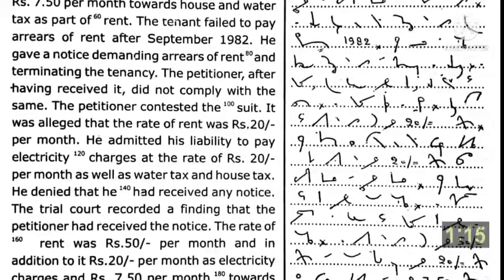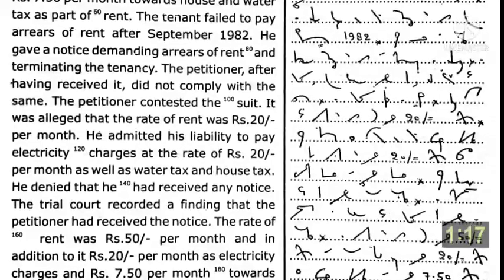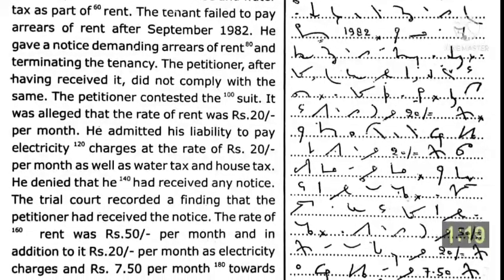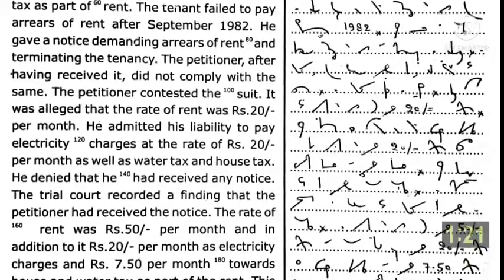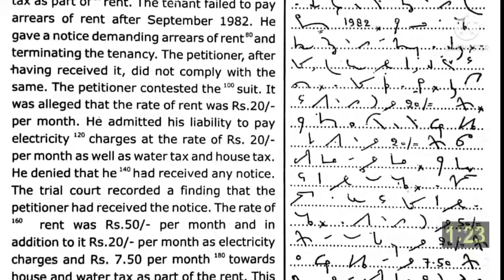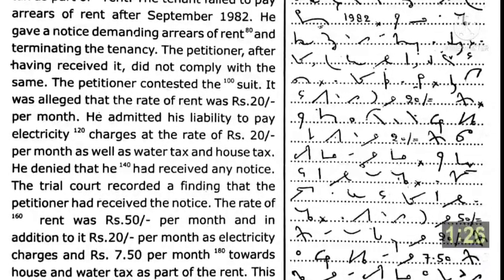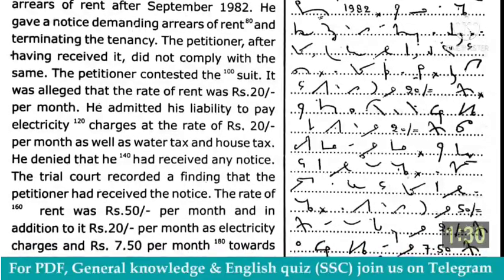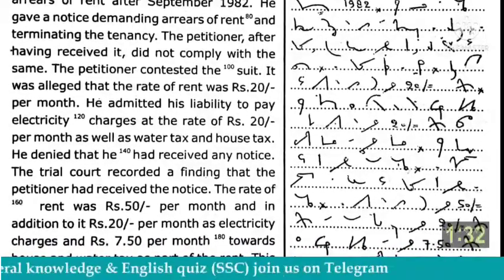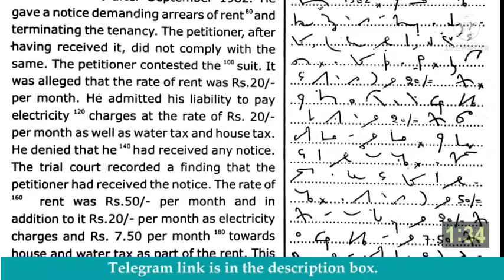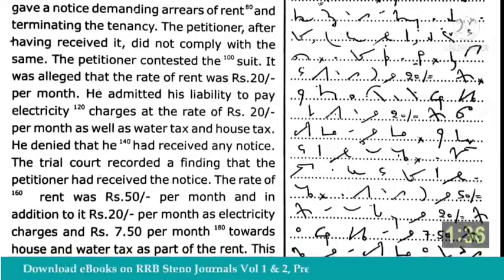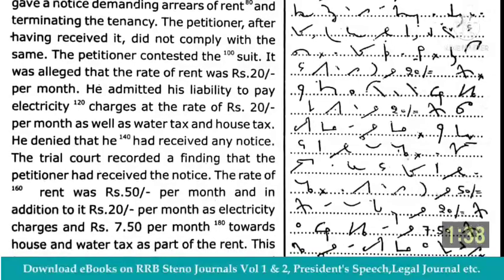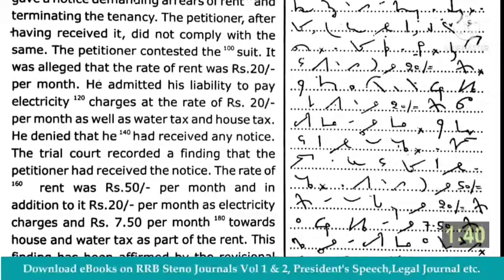It was alleged that the rate of rent was rupees 20 per month. He admitted his liability to pay electricity charges at the rate of rupees 20 per month, as well as water tax and house tax. He denied that he had received any notice.